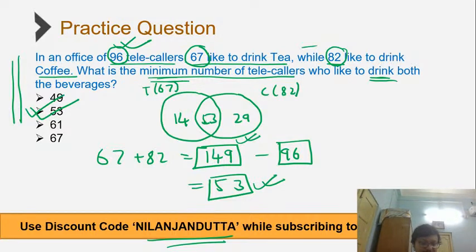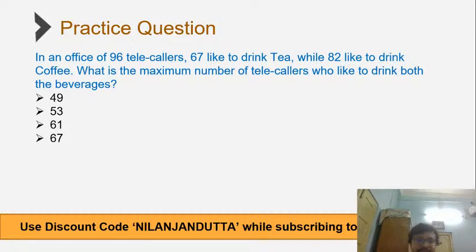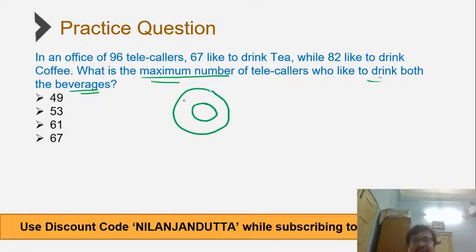Now, Diksha Singh mentioned 67. What is 67? 67 is the maximum number of telecallers who drink both. So had the question been the maximum number of telecallers who drink both, then all you do is form two concentric circles. That is tea 67 and then you have coffee 82, out of which 67 is common. The rest 15 people come in here, which means the common portion is still 67. That is the maximum number of telecallers who drink both, and the rest will be 15.